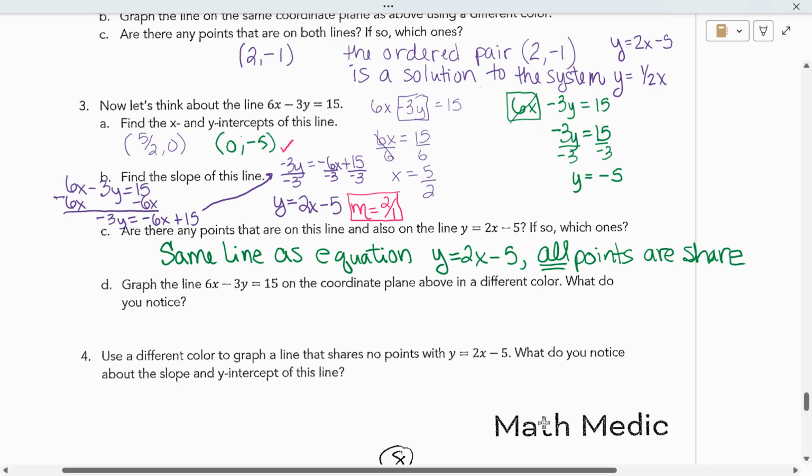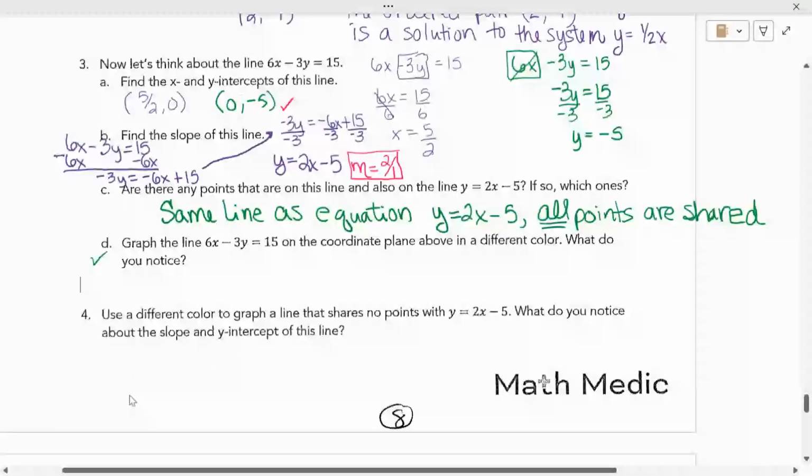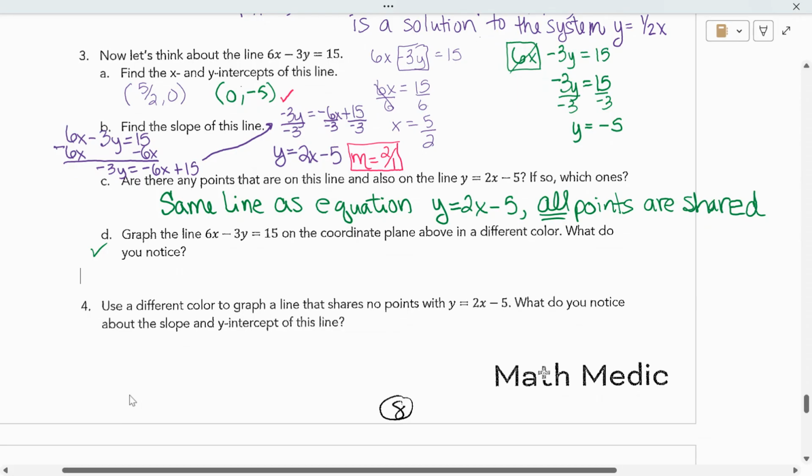That would be like an example of infinitely many solutions. If I graph the two of those together as a system, if they lay on top of each other, then they intersect everywhere, right? So that would be an example of infinitely many solutions. So we graphed it and we noticed that it's the same line. We're done with that.